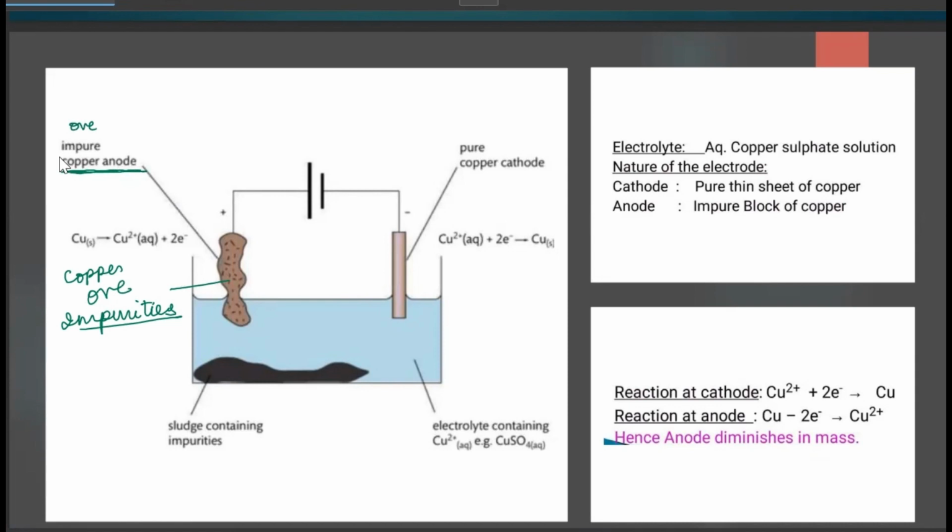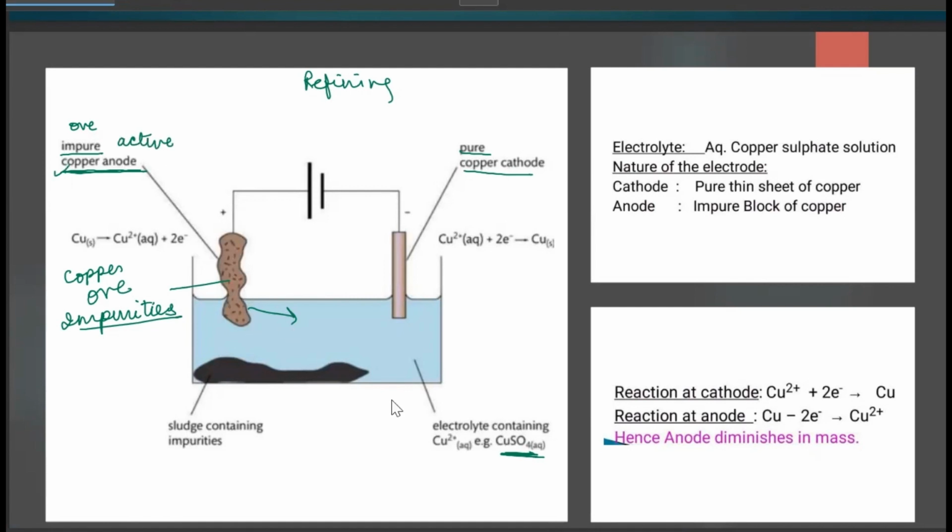The ore or the impure copper anode we are going to make, and the cathode is going to be made up of pure copper, because we are doing the process of refining. So we have to have the impure copper ore at the anode. अब यहाँ पे क्या होगा, and the salt solution, the electrolyte is basically copper sulfate. Then only this is going to act as an active anode.